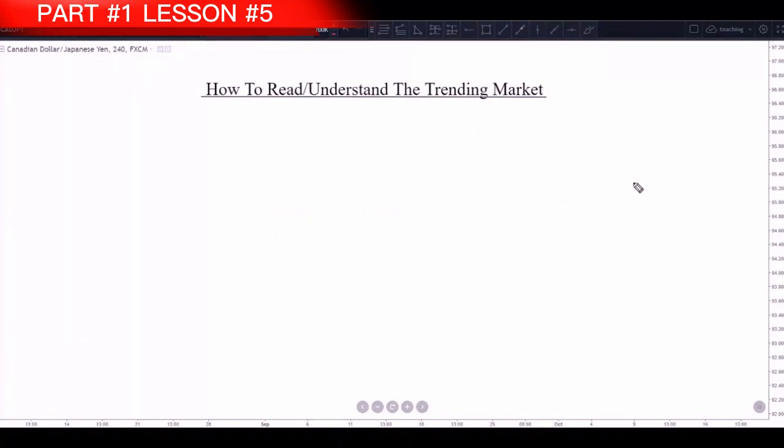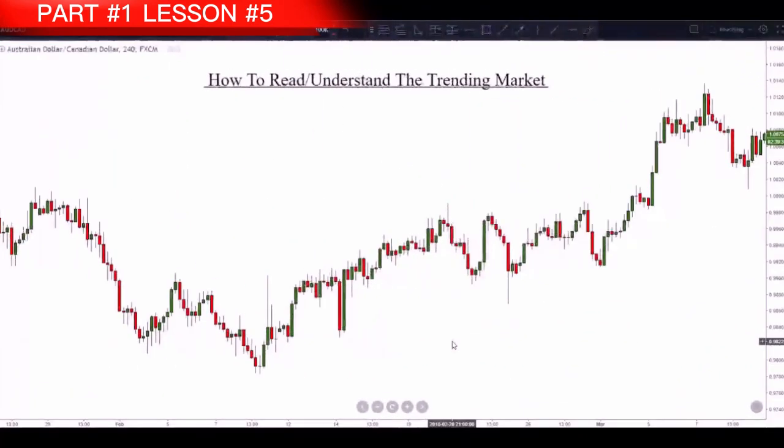Okay guys, so here we are on the Aussie Canada 4-hour chart, and something I see a lot by educators is if they're trying to teach you how to spot a trending market, they'll find the best case scenario where the market is only trending, it's not consolidating anywhere, and that's how they teach trending markets to some of their students. And I find that to be a bit counterproductive.